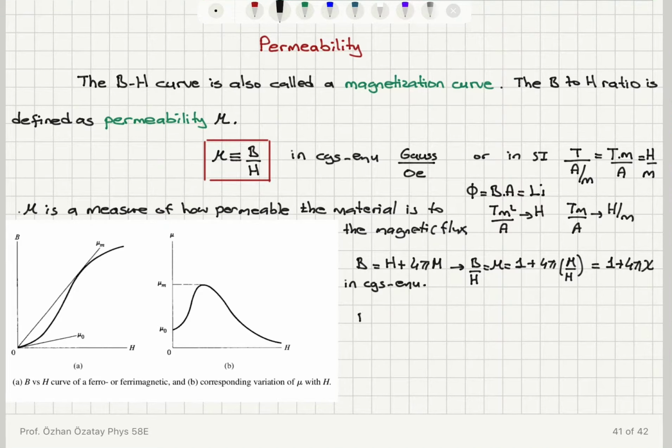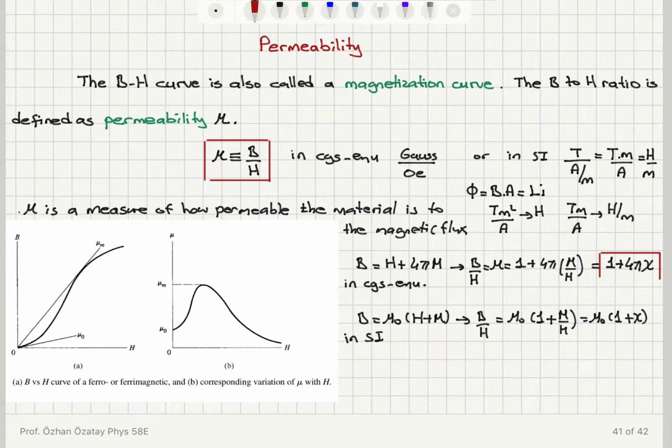On the other hand, B is equal to mu 0 times H plus m in SI units. So B over H would be mu 0 times 1 plus m over H, which is mu 0 times 1 plus chi in SI units. So we see 1 plus 4 pi chi in CGS for the permeability, and it is mu 0 times 1 plus chi in SI.